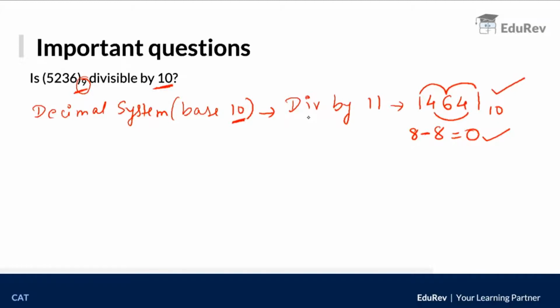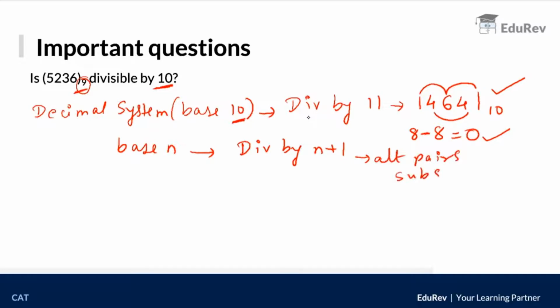So if you want to check the divisibility of a number of base n, if your base is n, you have to check the divisibility by n plus 1. So you have to form alternate pairs, subtract them, and then check whether it is divisible or not. This is the rule. Now coming back to our base 9 system.